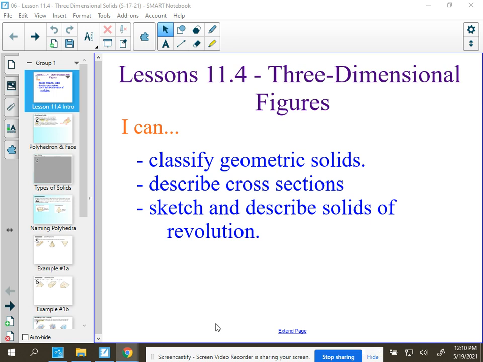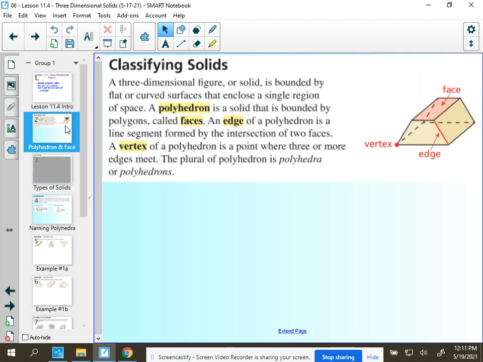We'll do some vocab, a couple different classifications, and then we'll talk these cross sections and revolutions or solids of revolution. So I think we can get it done. Let's try to keep it maybe under 20 even. Here we go. Classifying solids.